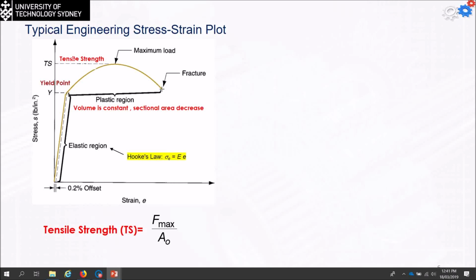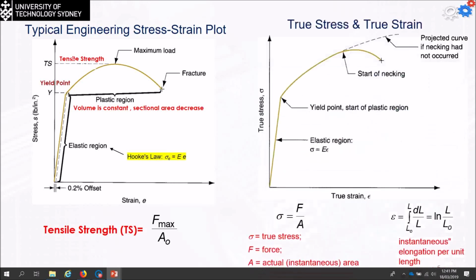Okay, so this is the typical simplified shape, but the actual one should be the true stress-strain diagram. The stress in this case is going to be the force divided by the actual instantaneous area. And the elongation strain is going to be the natural logarithm, ln, of the instantaneous length divided by the original length of the material.